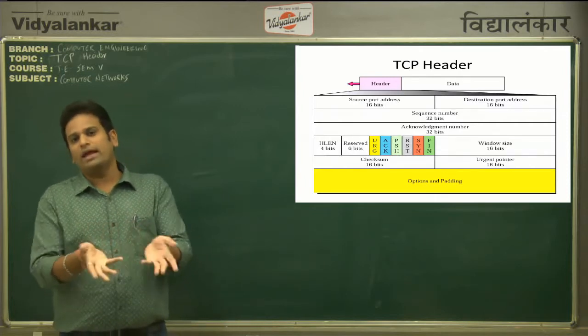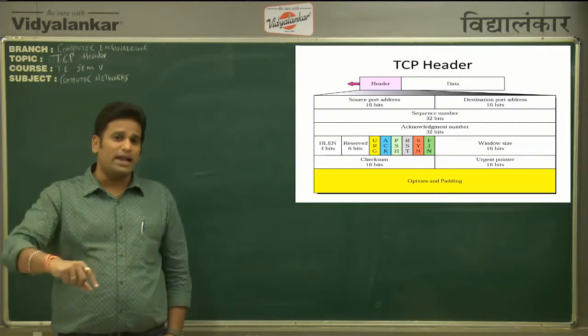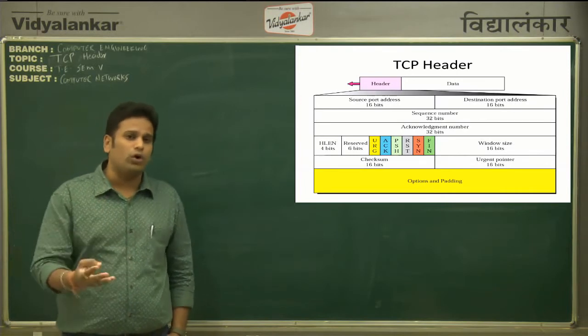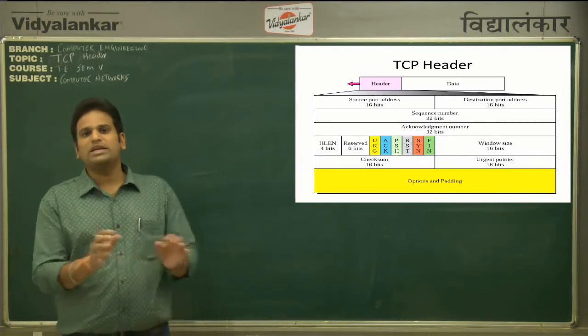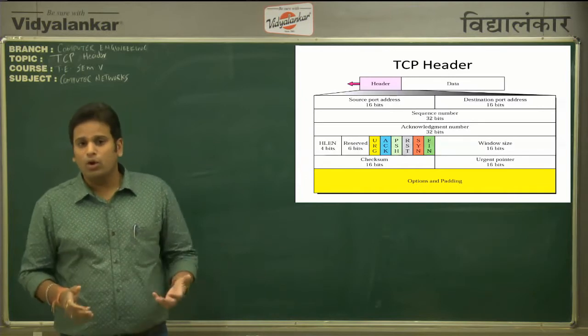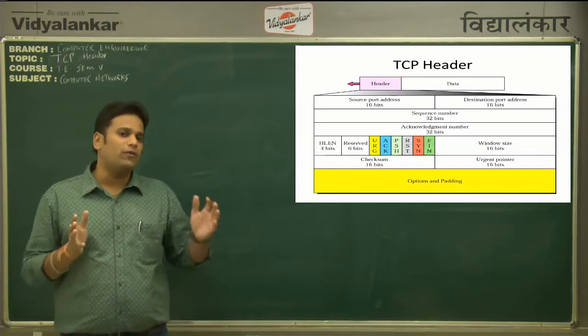Then H length. H length is not the header length, it is a value which when multiplied by 4 will give you the header length. Then 6 bits are reserved, and then what you can see are some flags.